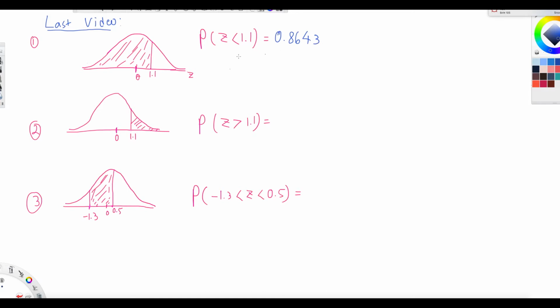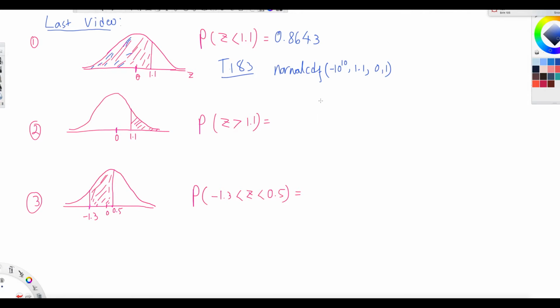For the TI-83, you will do normalcdf and then enter negative 10 to the 10 or 99 as the left bound, because left of anything means it goes to infinity. Then the right bound is 1.1, the right bound of the shaded region, and then mu is 0, sigma is 1. You will have to enter it like this in your TI-83 calculator.